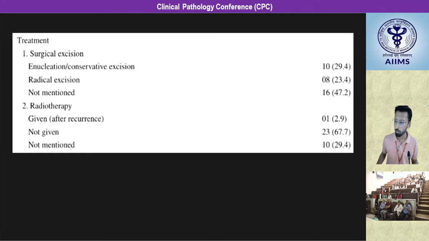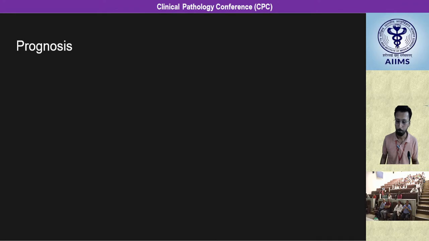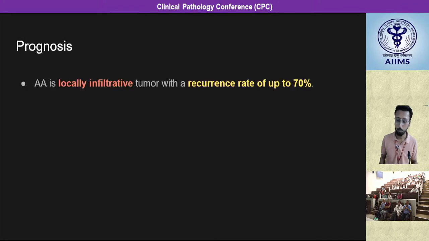Now, as far as the treatment goes, since this tumor can show a high recurrence rate, it has been treated by conservative excision, radical excision, and some of the surgeons and facilities have tried radiotherapy in this case also, and it is given after the recurrence. So as far as the prognosis goes, AA, that is adenoid ameloblastoma, is a locally infiltrative tumor with a high recurrence rate up to 70%, and this is according to WHO.